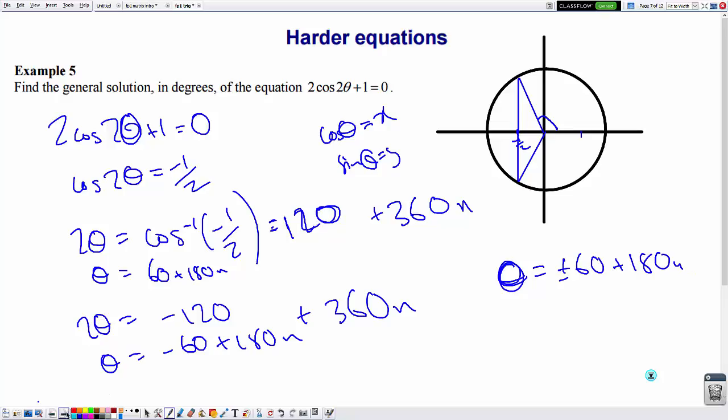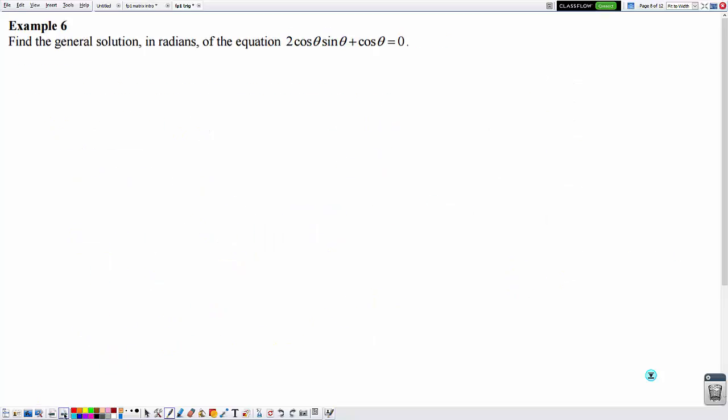Okay, let's move on to something a little bit harder. We want to find the general solution in radians of this equation. Now that looks much trickier. This one is one that you actually need to use some techniques that are in, I think, C3. So we've got 2 cos theta sine theta plus cos theta is equal to 0.